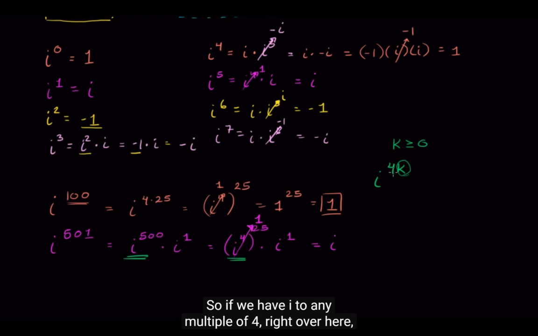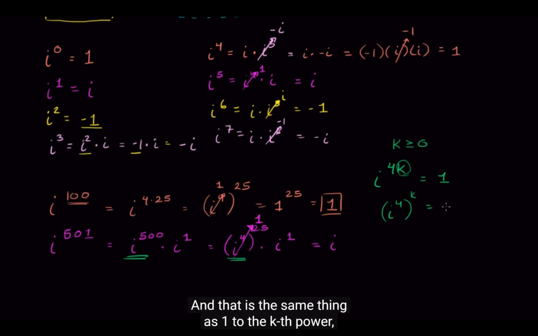So if we have i to any multiple of 4 right over here, we are going to get 1, because this is the same thing as i to the 4th power to the kth power, and that is the same thing as 1 to the kth power, which is clearly equal to 1. And if we have anything else, if we have i to the 4k plus 1 power, i to the 4k plus 2 power, we can then just do this technique right over here. So let's try that with a few more problems just to make it clear that you can do really, really arbitrarily crazy things.